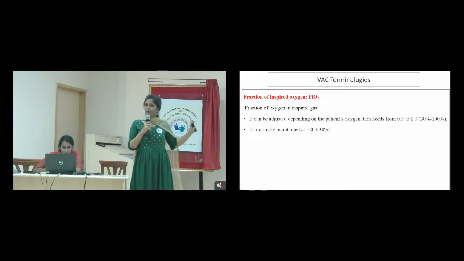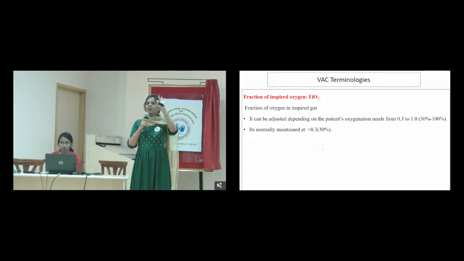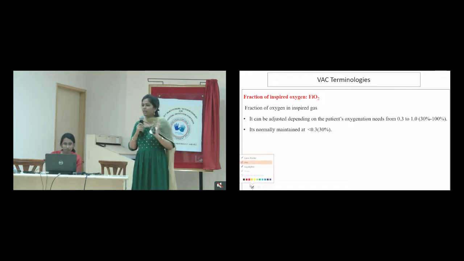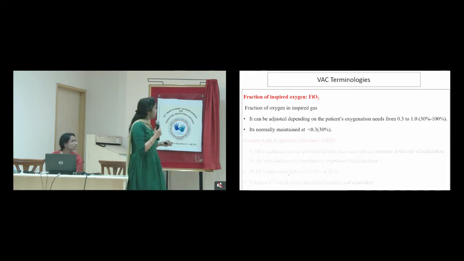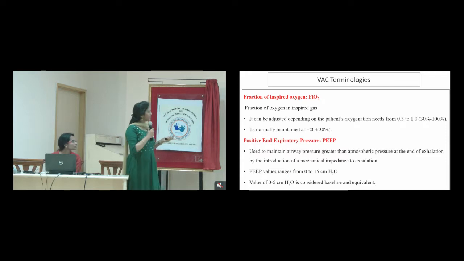That is what FiO2 is, the fraction of inspired oxygen. Just remember that 0.3 or less is a normal value. Anything between 30 to 100% can be the ventilator setting, based on the oxygen demand of the patient. Next is positive end expiratory pressure.